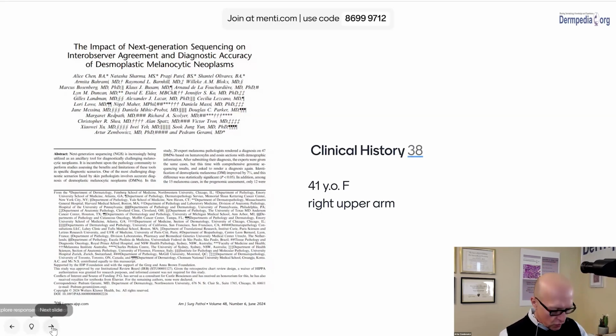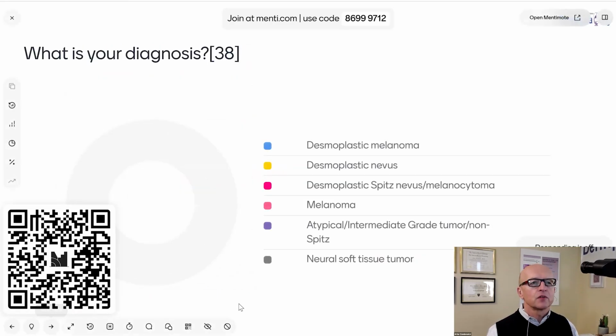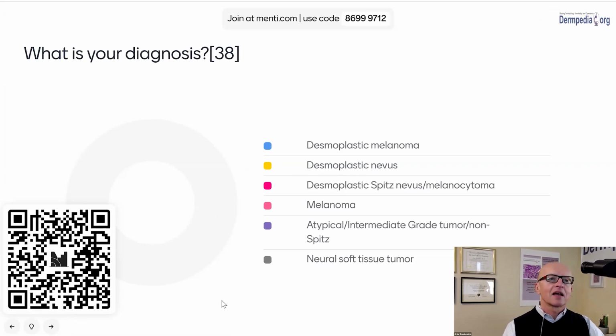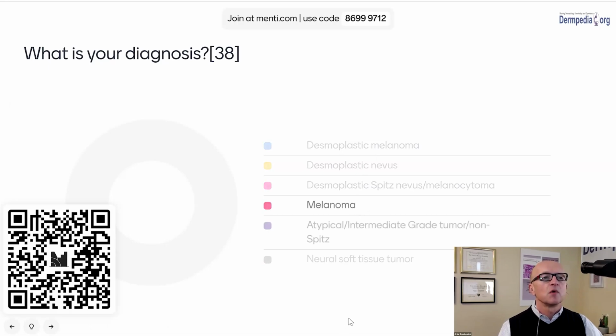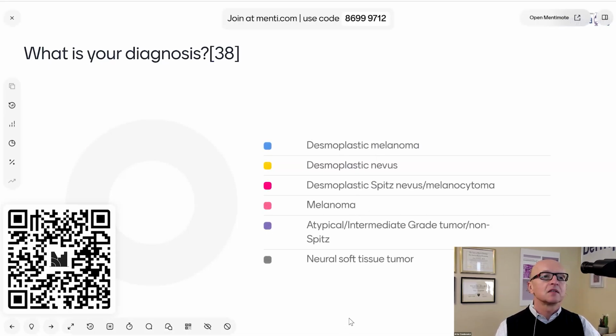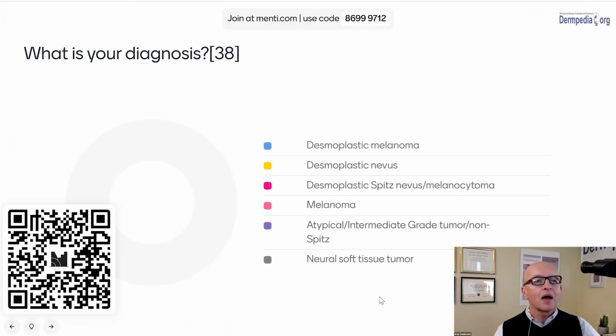And here on the Mentimeter, you are going to be considering a little bit different set of diagnostic possibilities. Desmoplastic melanoma is going to be one of them. Desmoplastic nevus is going to be second. Desmoplastic Spitz nevus or Spitz melanocytoma, Spitz tumor, whatever, is option 3. Melanoma is going to be 4. An atypical slash intermediate grade tumor, non-Spitz, so kind of a MELTUMP, if you will, is option 5, and neural soft tissue tumor is the last option.